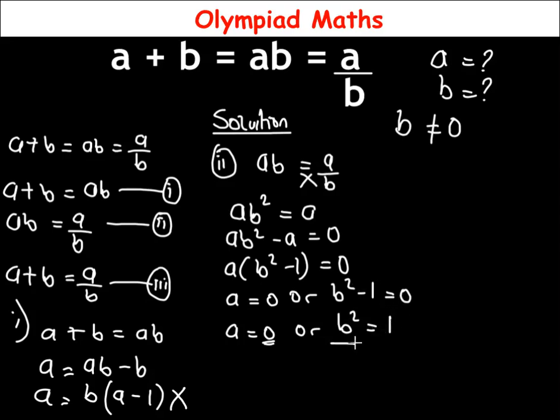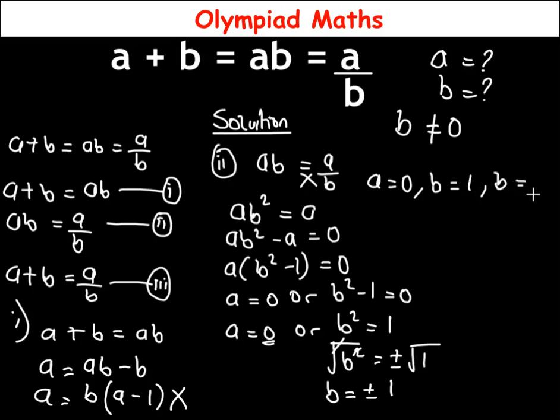So, from here, A is equal to 0 or B squared is equal to 1. So, from here, if we square root both sides, B is equal to plus or minus square root of 1. Okay, so square cancels square root, you have B is equal to plus or minus square root of 1, which is 1. So in this case, A is equal to 0, B is equal to plus 1, and B is also equal to minus 1.